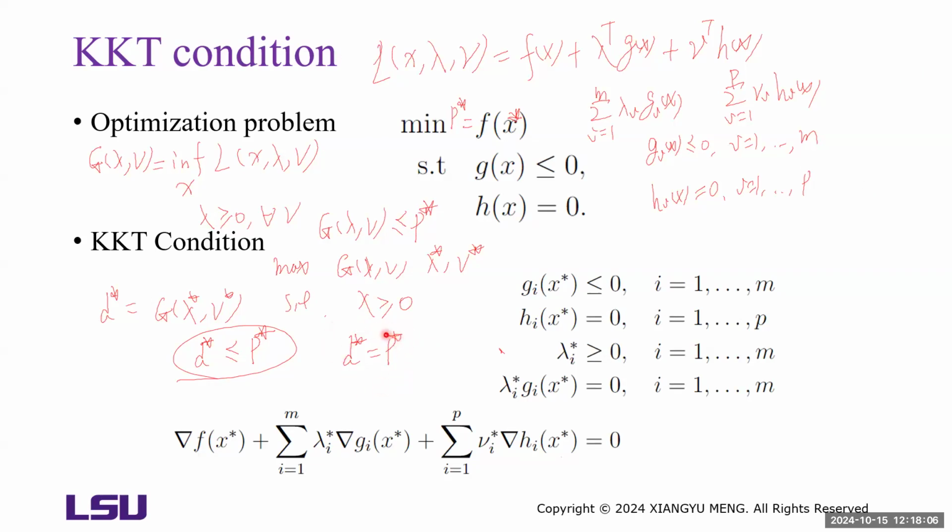When strong duality holds, we have a very important conclusion. This is also called complementary slackness. Lambda star is the dual optimal, and x star is the primal optimal. Then we always have lambda_i star times g_i(x star) equal to 0. In other words, when the ith inequality constraint is inactive, then we must have lambda_i star equal to 0. When the ith inequality constraint is active, we must have lambda_i star positive.